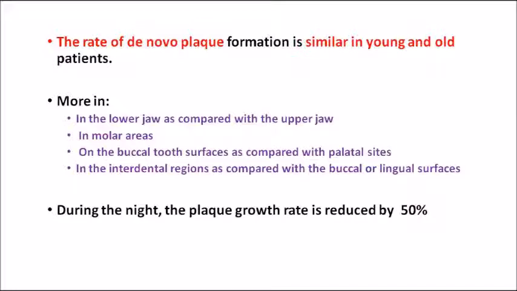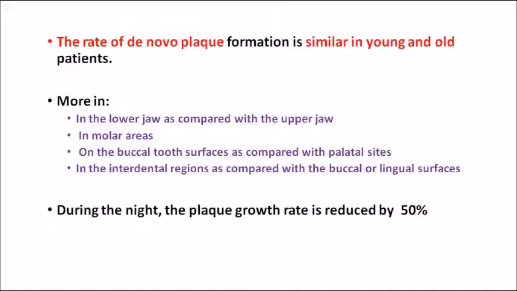Then why do we see more plaque in the older patients? Because their manual dexterity to clean this plaque is lesser, right? So that is why they retain more plaque, but the formation is at the same rate, at the same pace. Okay, now plaque formation is more in the lower jaw as compared with the upper jaw. It is more in the mandible.